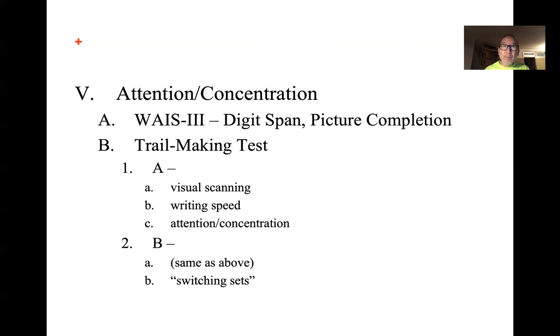Okay, so trail A, again, is for visual scanning, writing speed, attention, and concentration. And I'm sorry, but trail B is not just for concentration, right? Trail A is also for attention and concentration. But trail B, what it tests for is switching sets. Yeah, so switching from one group of information, numbers, to, right, letters. Okay, so going from numerically to alphabetically and being able to suspend that information, one group versus another, and then switching between the two. Okay, which certainly applies to a lot of daily tasks and routines.